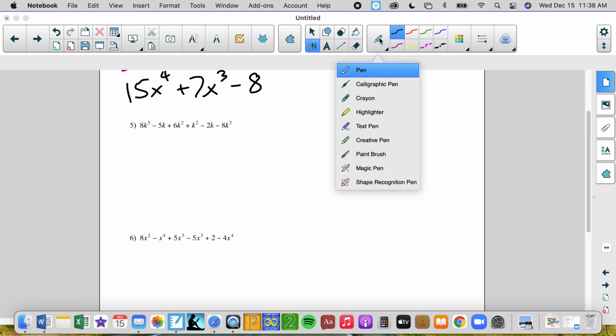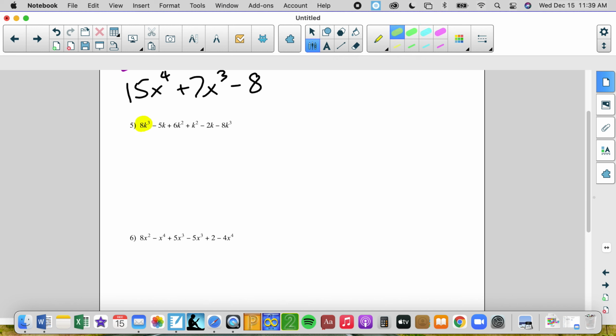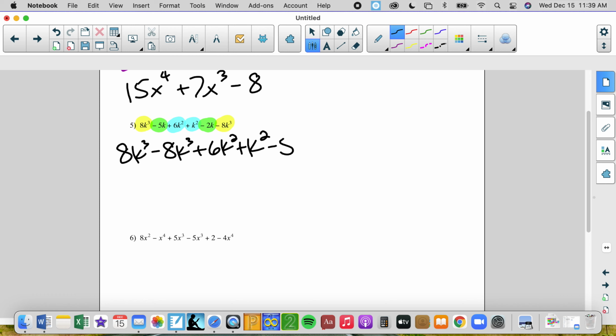Number 5, again. And you notice that I just start with the first term, and then I look to see, is there another like term with that? And I go with the second term. Okay, does that have a partner? Yeah, right there. K squared. Yeah, another k squared. Now I'm going to write them, so I have 8k to the third minus 8k to the third plus 6k squared plus k squared minus 5k minus 2k.